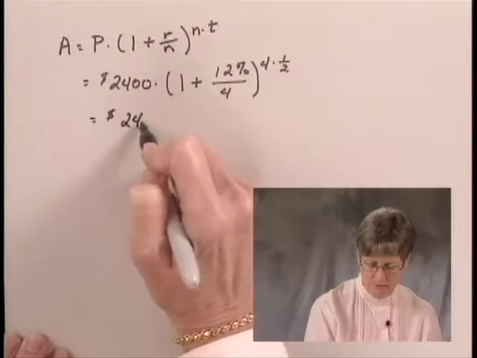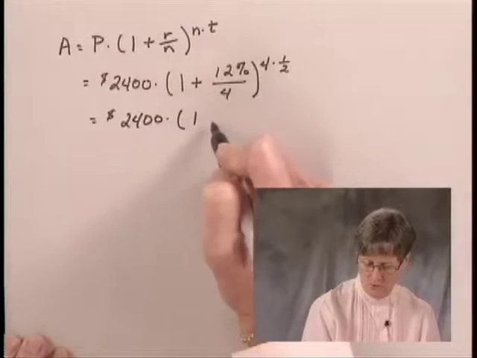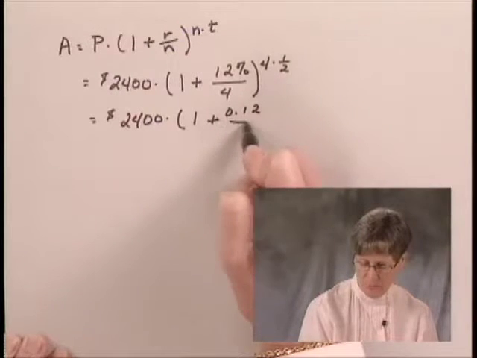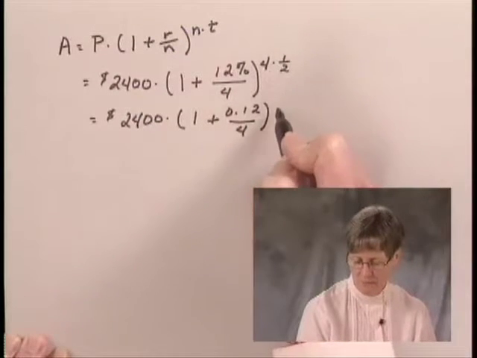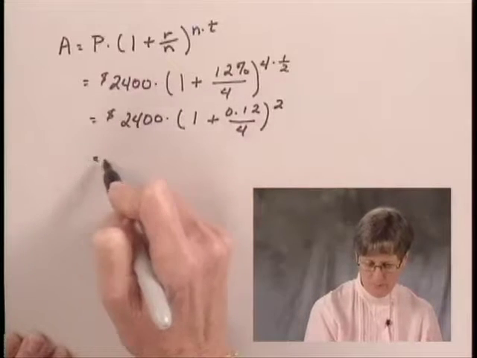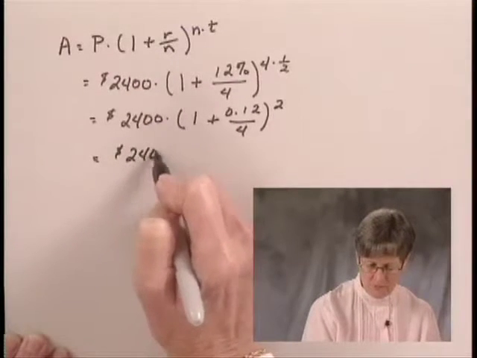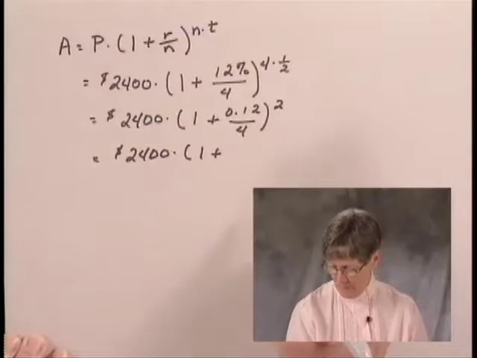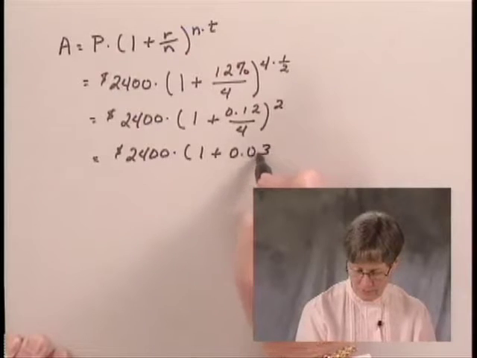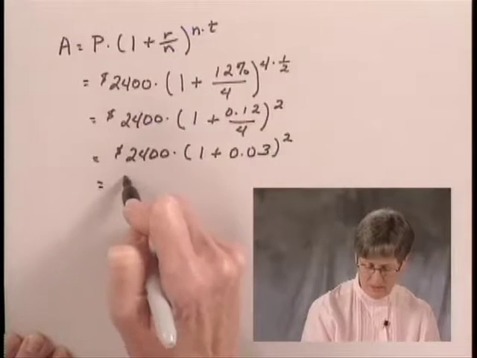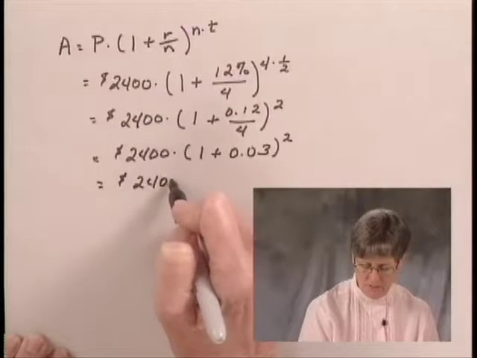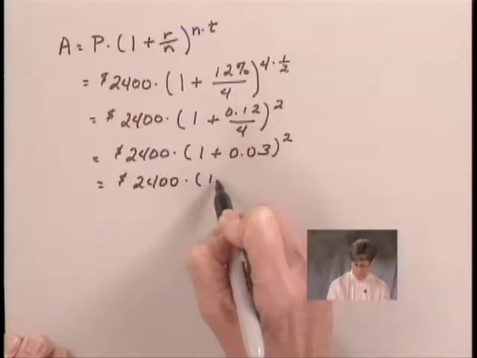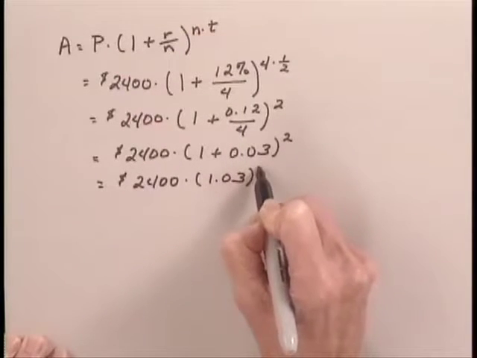Now let's just do some manipulating here. 12% I'm going to write in decimal notation as 0.12, and 4 times 1/2 is 2. So I have $2,400 times 1 plus 0.12 divided by 4 is 0.03, and we'll be squaring that. We have $2,400 times 1 plus 0.03 is 1.03, and we'll square that.